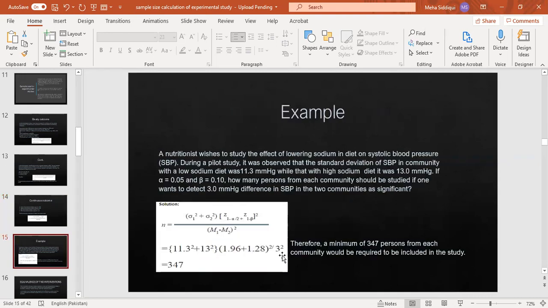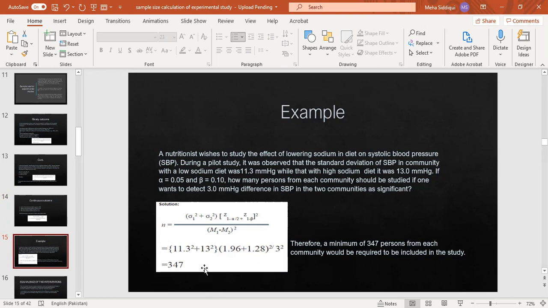Now coming to the example, a nutritionist wishes to study the effect of lowering sodium in diet on systolic blood pressure. During a pilot study, it was observed that the standard deviation of systolic blood pressure in the community with a low sodium diet was 11.3 mmHg, while that with high sodium diet it was 13 mmHg. If alpha is 0.05 and beta is 0.10, how many persons from each community should be studied if one wants to detect a 3 mmHg difference in systolic blood pressure in the two communities as significant?